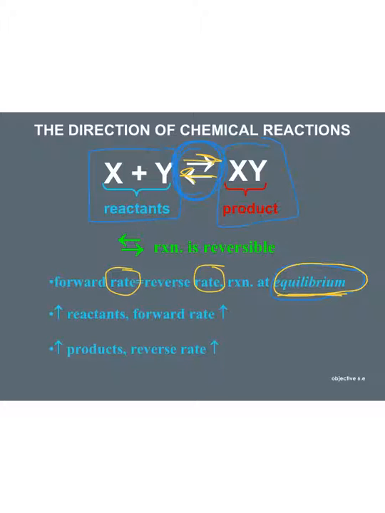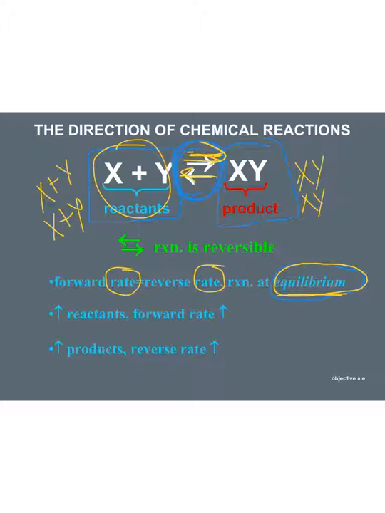So if we were to increase the amounts of reactants, if we had a whole bunch more X plus Y over here, we would increase the forward rate. If we had an increase in the amount of products, so if we had more XY over here, we would increase the reverse rate. And so that's the way we can shift the equilibrium and shift the rates, by increasing the amounts of products versus reactants.